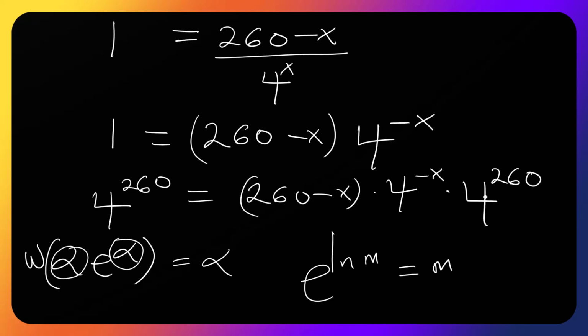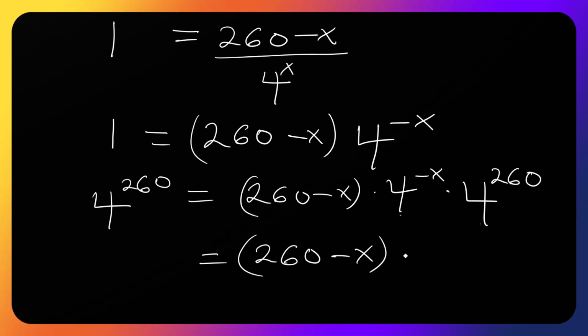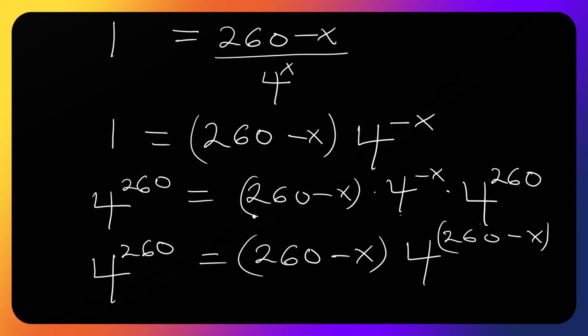Now, going back, because this side is 4 and this side is 4, we can apply laws of indices. So applying laws of indices, on the right hand side I will sum the powers. So that will be 260 minus x. I have 4 here, and I'll add 260 minus x, as simple as that. So the left hand side remains as 4 exponent 260.